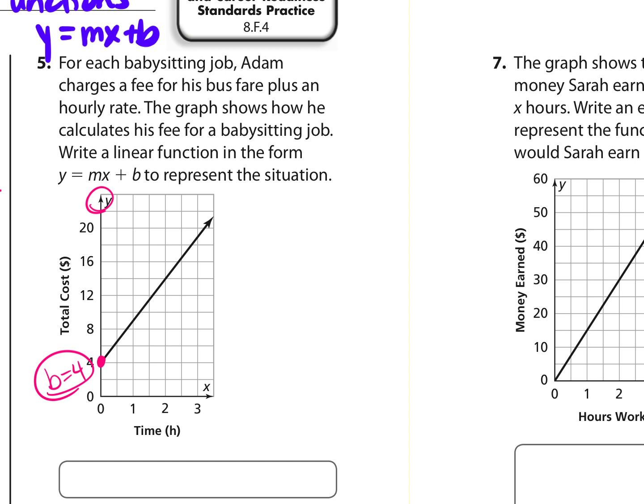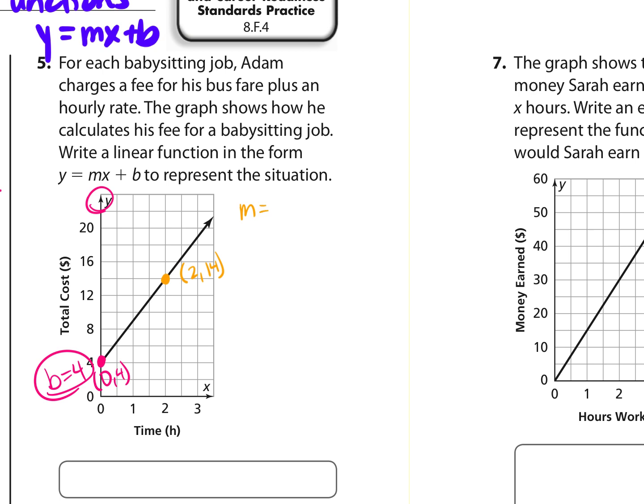Then I want to find m. So I'm going to pick a point on the line that I can clearly see, and I can clearly see this point where x is 2 and y is 14. And I've already got this point here where x is 0, y is 4, and I'm going to find the slope between those 2 points.